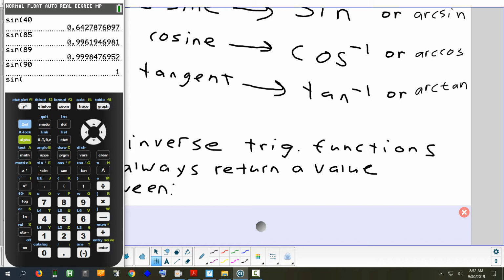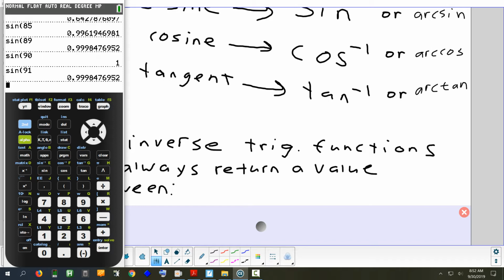Now watch what happens if you go sine 91. It's almost like you went up to 1, and now you're coming back down again. Sine of 89 and sine of 91 are the same. So it's symmetrical, comes back down. But 1 is the highest it ever goes.